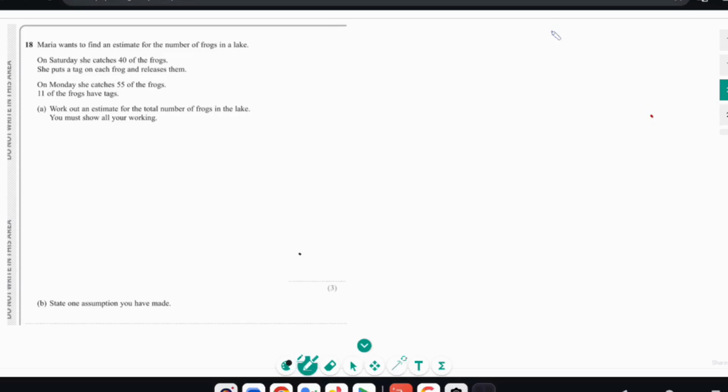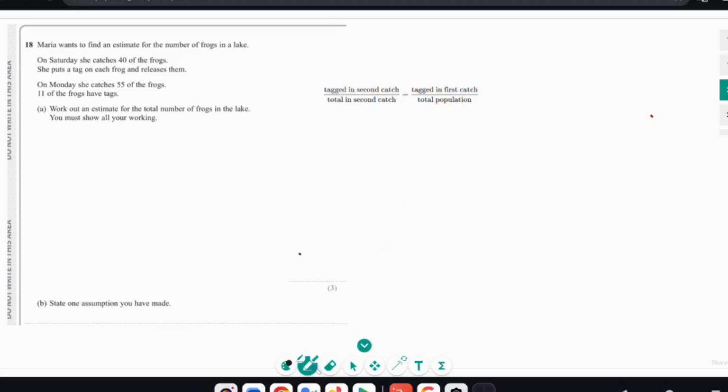Question 18. Maria wants to find an estimate for the number of frogs in the lake. On Saturday, she catches 40 of the frogs. She puts a tag on each frog and releases them. On Monday, she catches 55 of the frogs. 11 of the frogs have tags. A. Work out an estimate for the total number of frogs in the lake. You must show all your working.